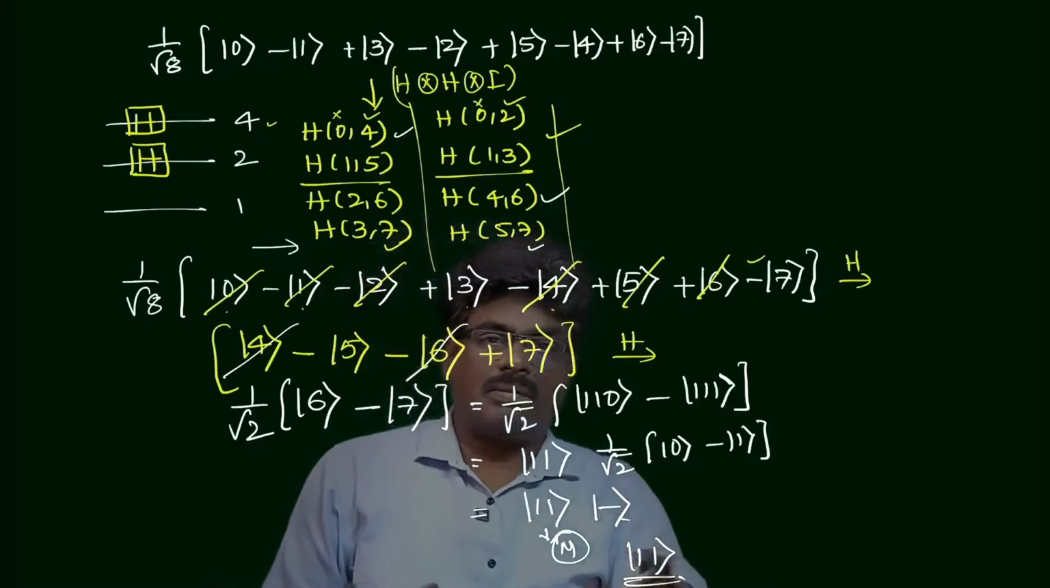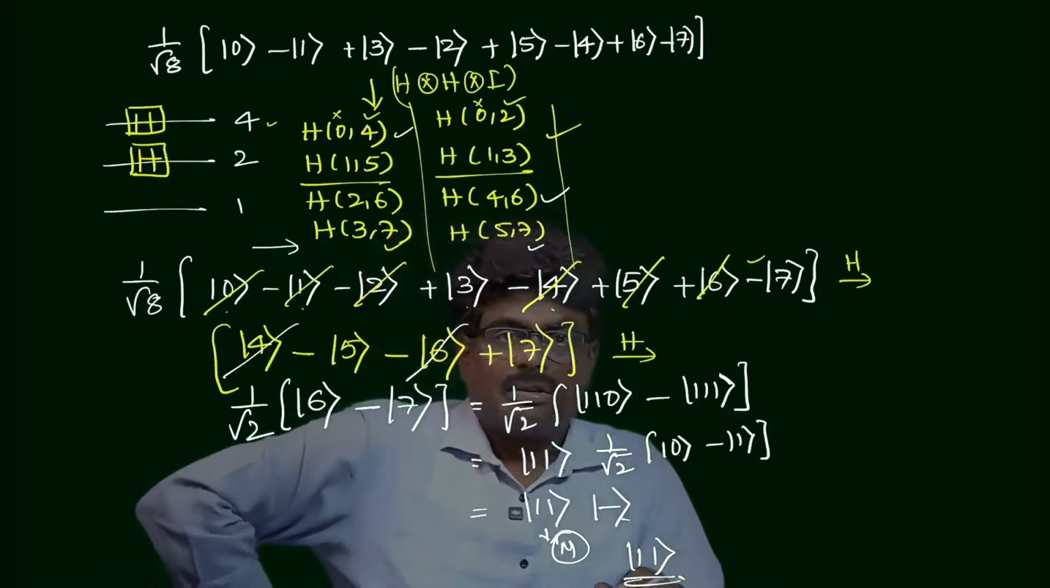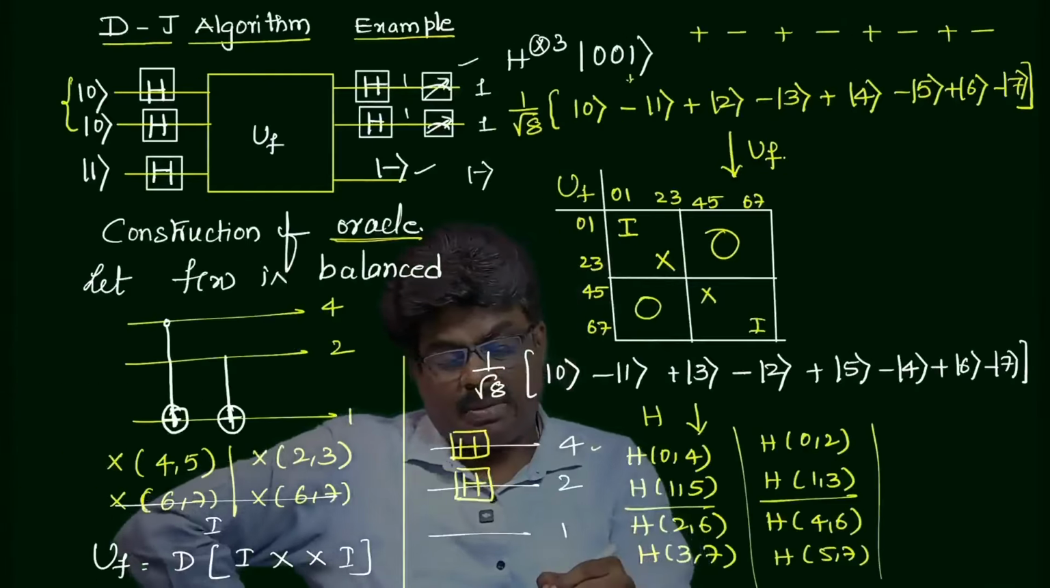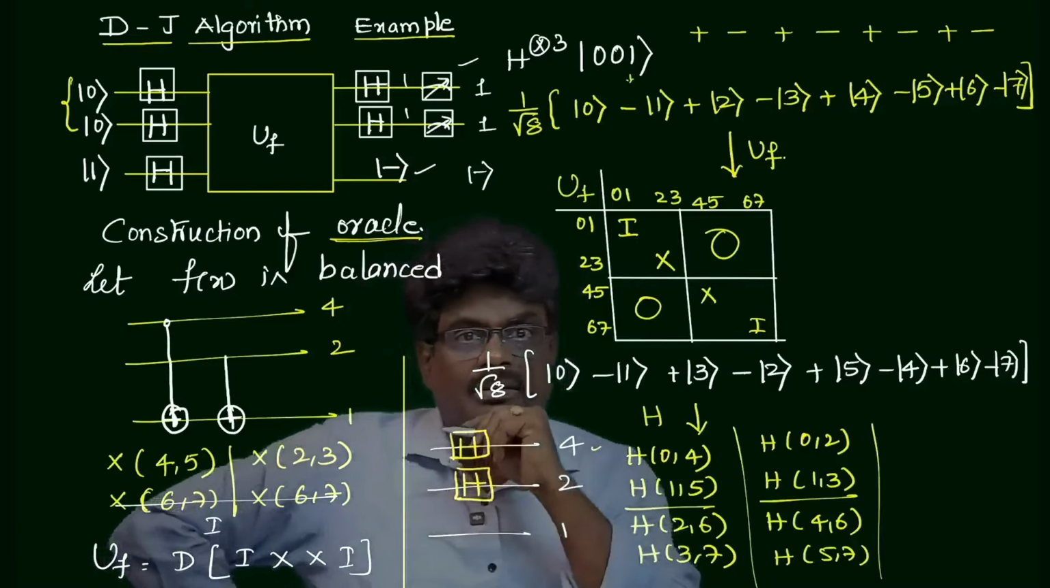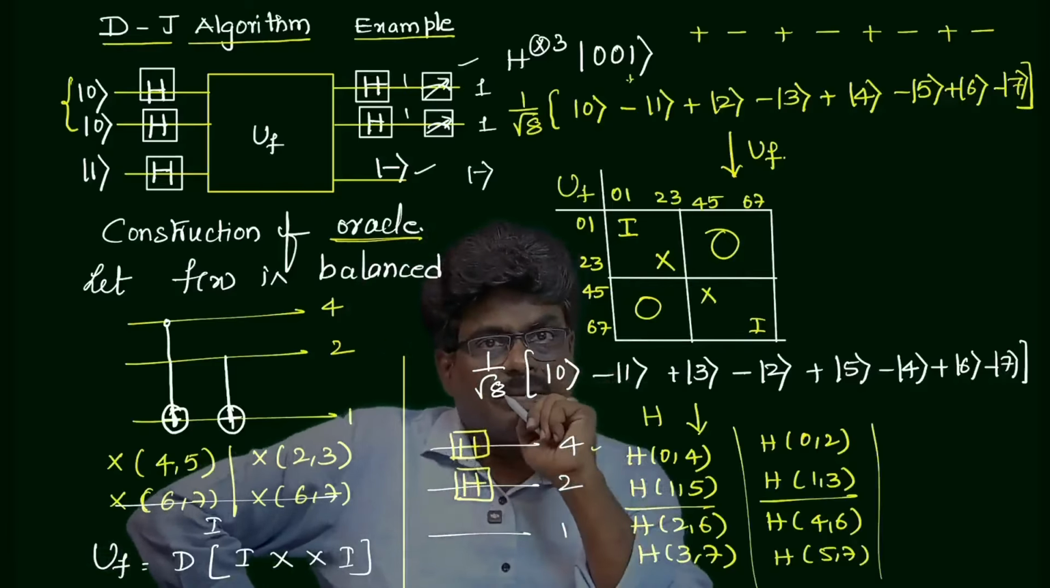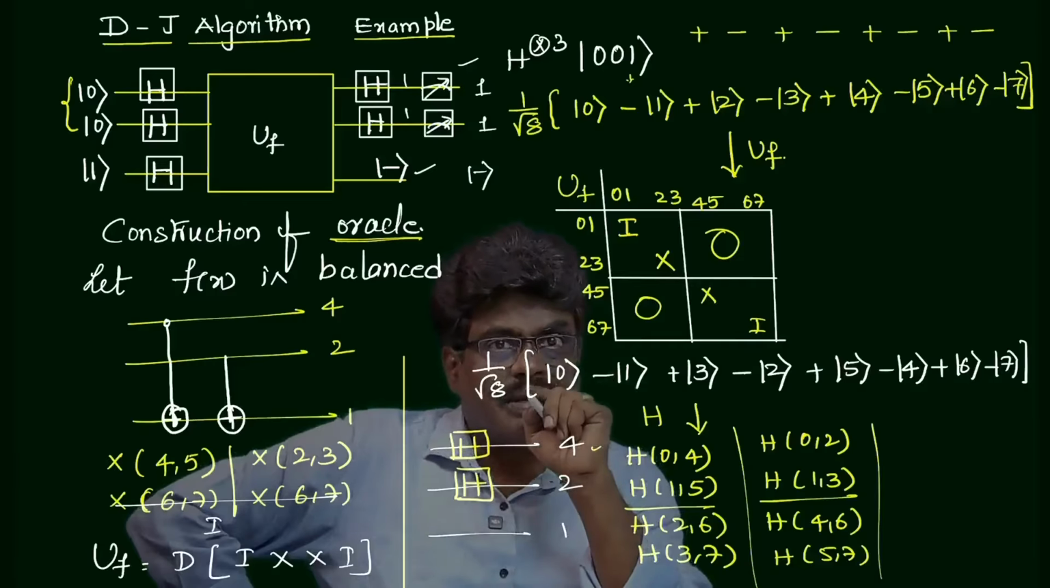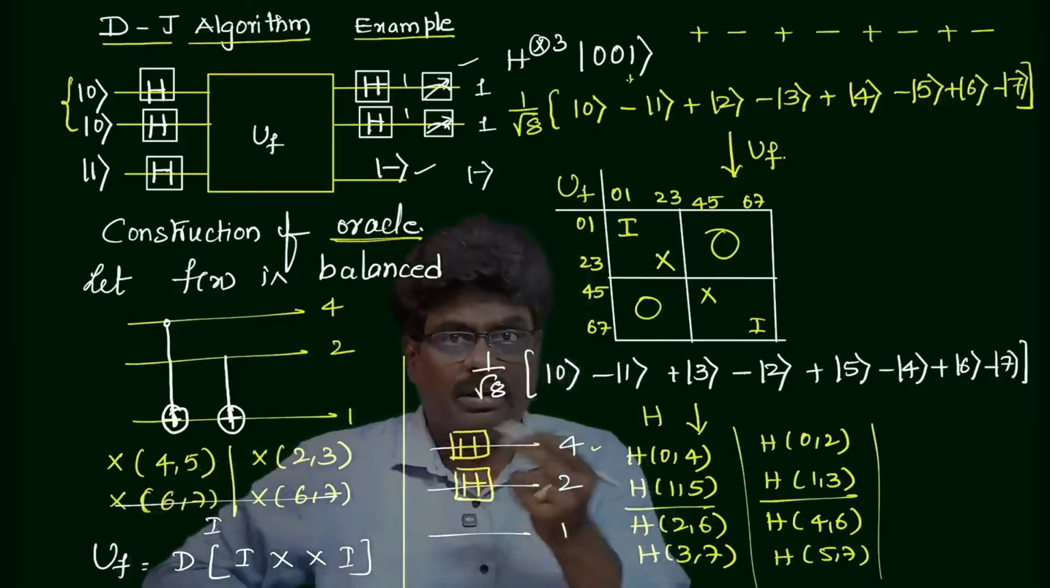First 2 qubits are measured to be 1 1. So once you make the measurement here, if you get 1 1, then you will confirm that the function is balanced. So this is the oracle. Now let me explain one more example by taking 3 qubits, that means 3 zeros there. Let us check.